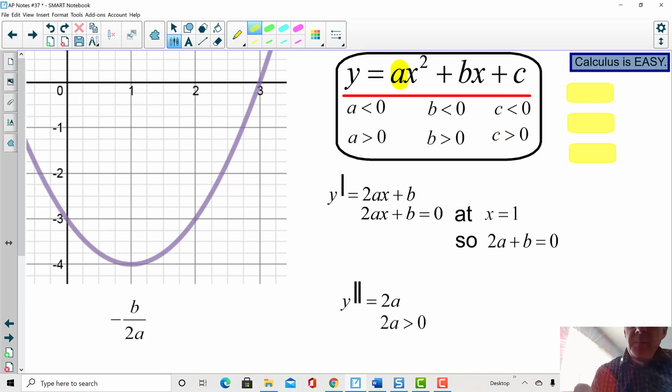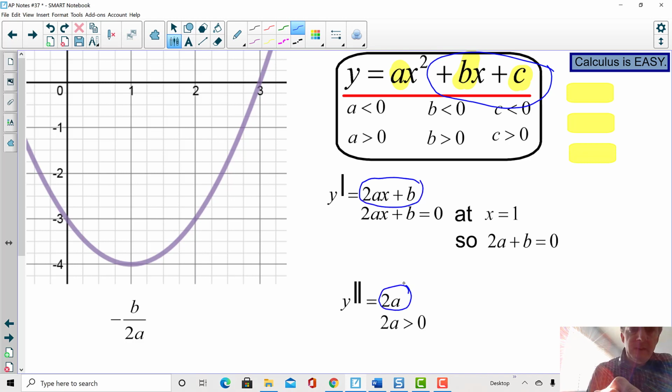Okay, because we have so many letters, we have an A, we have a B, and we have a C. One of the things we can do is we can do the second derivative and it will get rid of the B and the C. So here we go, here's the first derivative, and then there's the second derivative. Now, based on this picture, we can see that we are always concave up. So we would expect our second derivative to be positive, so we're going to put greater than 0.